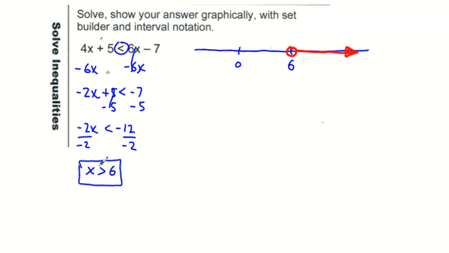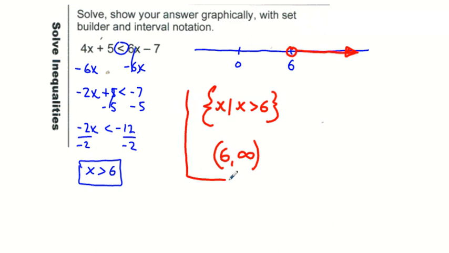Set builder notation is very similar to the inequality notation here. In set builder notation, the first thing is to have a bracket. So you have x such that, this little vertical line segment, x is greater than 6. Very similar to our inequality notation. And lastly, our interval notation. Interval notation uses parentheses and brackets, commas. We're greater than 6, so we'll put open parentheses, 6, comma, and we're going up to infinity. So here we are, set builder notation and interval notation, and also our graphical number line notation.